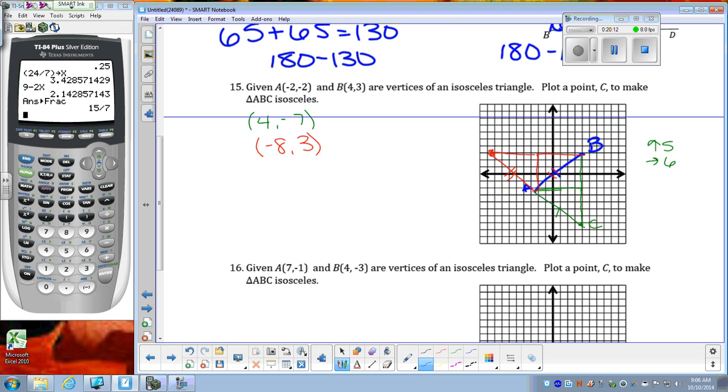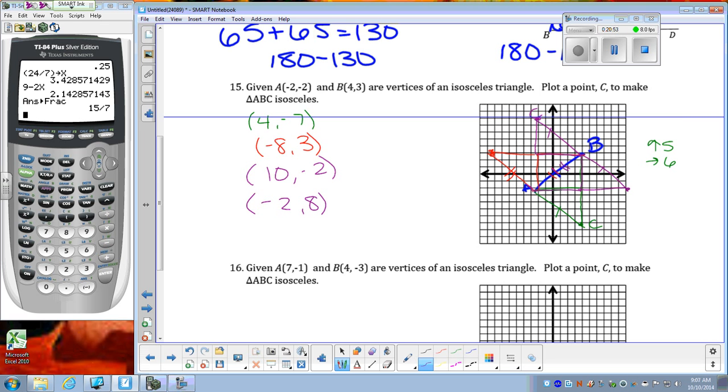Well, I also could use B as my vertex angle, in which case I knew I had to go down 5. So instead of going left 6, I could go right 6 to have point C over here. And that point would be the point (10, -2). And then for my last triangle, I could go over 6 and then up 5 to have that be my point C, in which case this point would be the point (-2, 8). There are my 4 different points.